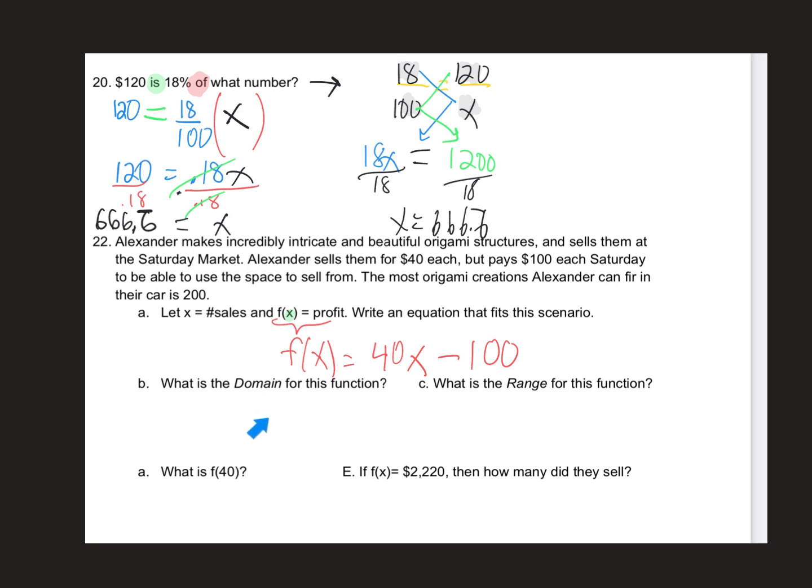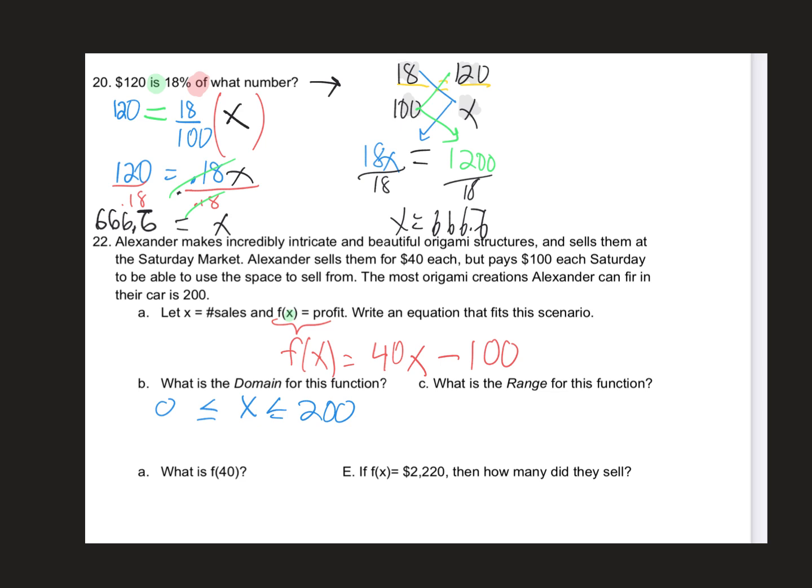All right, the domain is always what's allowed to go in, which is this x thing, which is the number of sales. So it says the most we can fit in our car is 200. That means the domain is going to go from no sales up to a maximum of 200 sales. We'd say that like this. The number of sales, x, is greater than or equal to 0, but it has to be less than or equal to the maximum that we can fit, which is 200. And there's our domain.